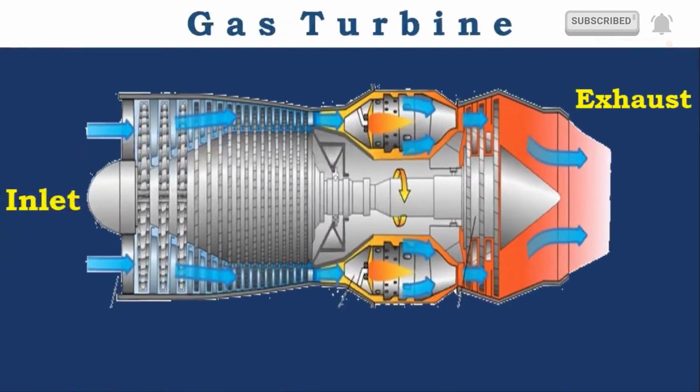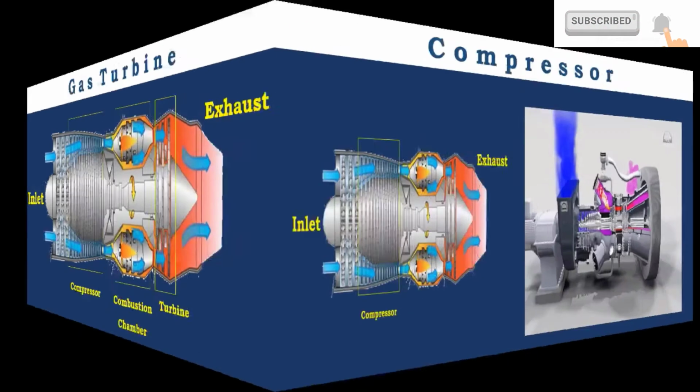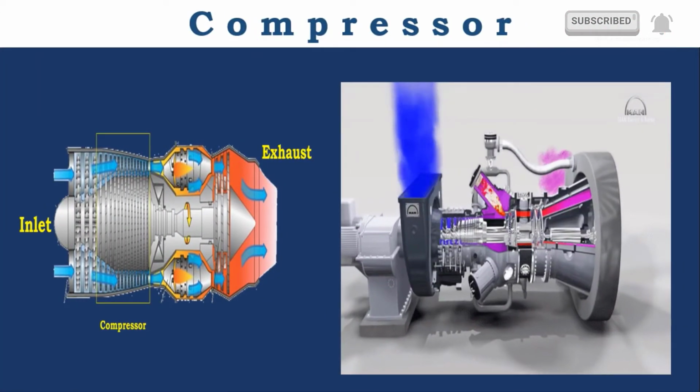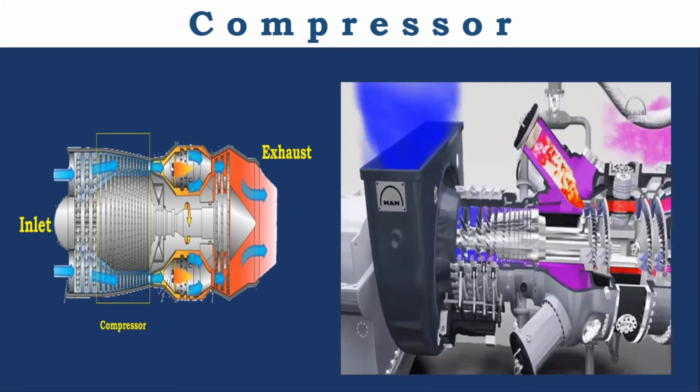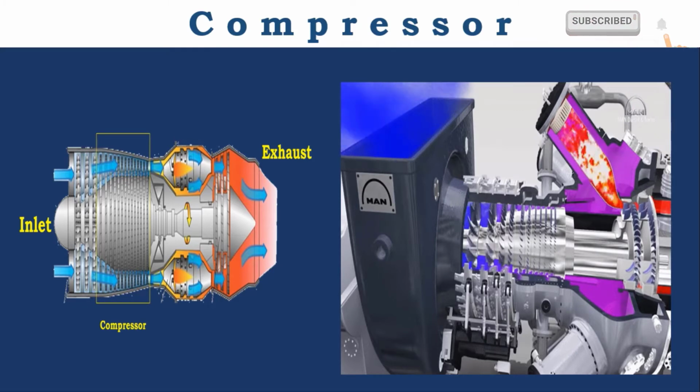A gas turbine consists of three major components: compressor, combustion chamber and turbine. We will see them one by one. Compressor. A compressor is a device used to increase the pressure of a gaseous medium. Here the gaseous medium is air.